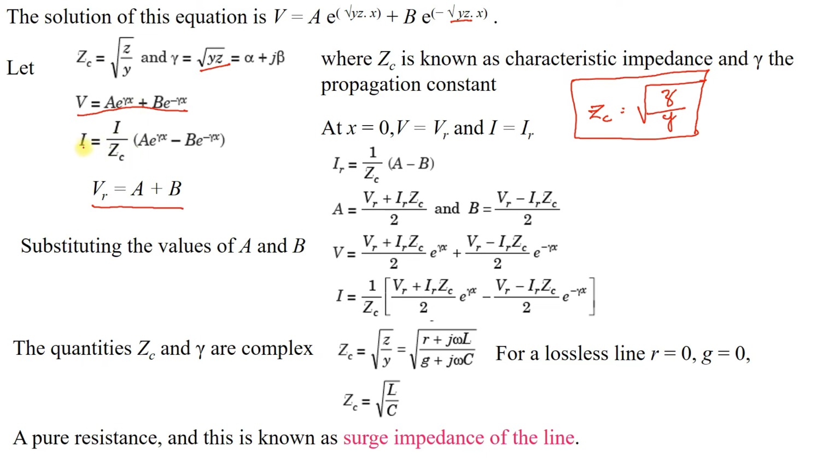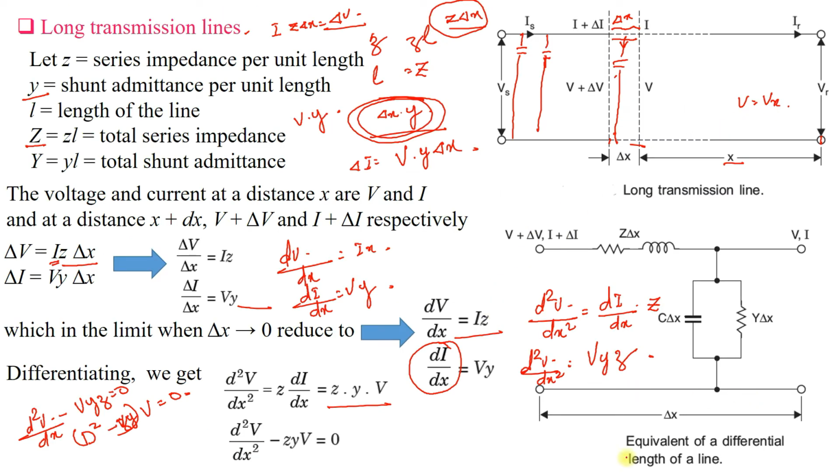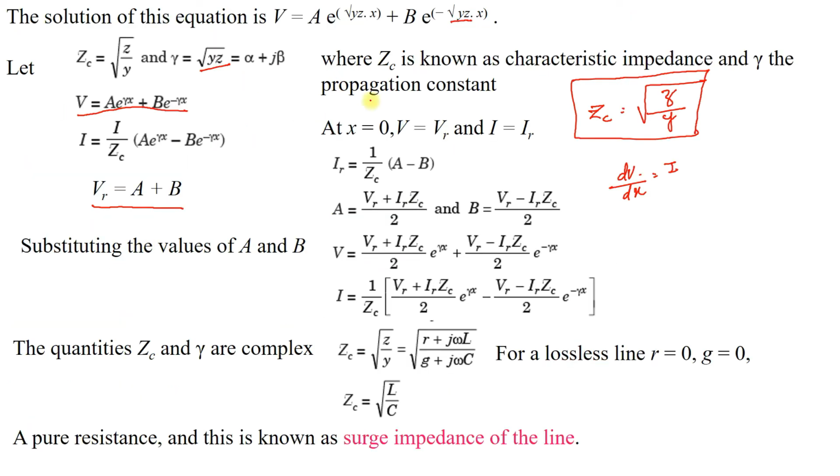Before that we have to evaluate this. We have this expression V is equal to A e raised to gamma x plus B e raised to minus gamma x, and we have this relation dV by dx is equal to IZ. So if you substitute that here, dV by dx is equal to IZ.